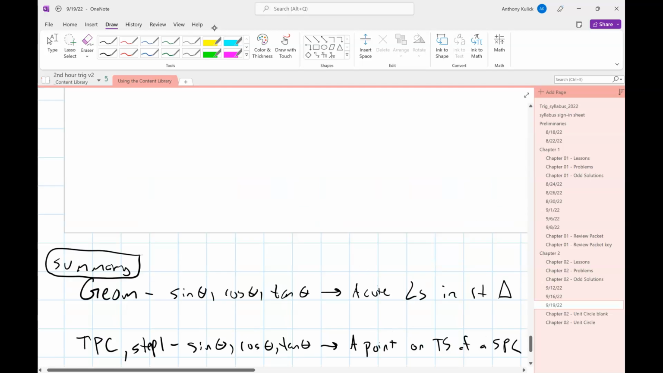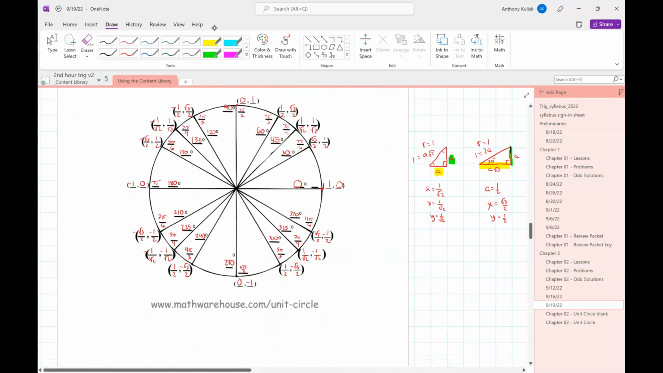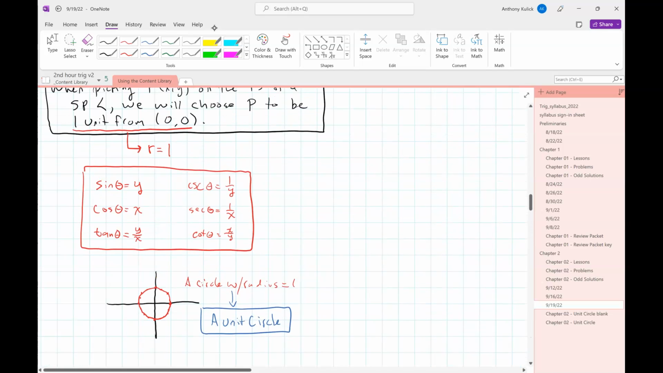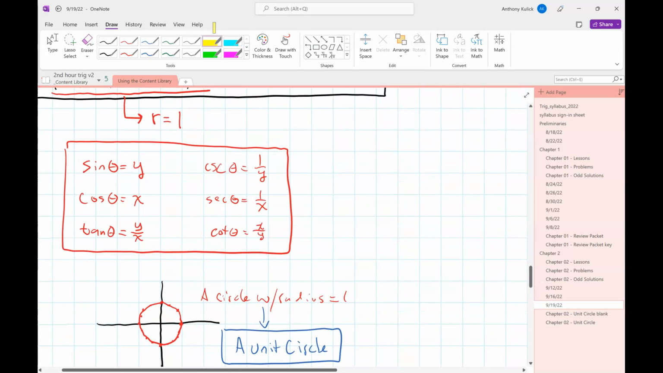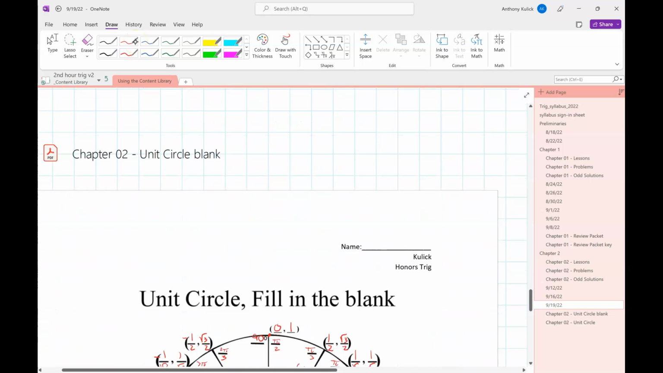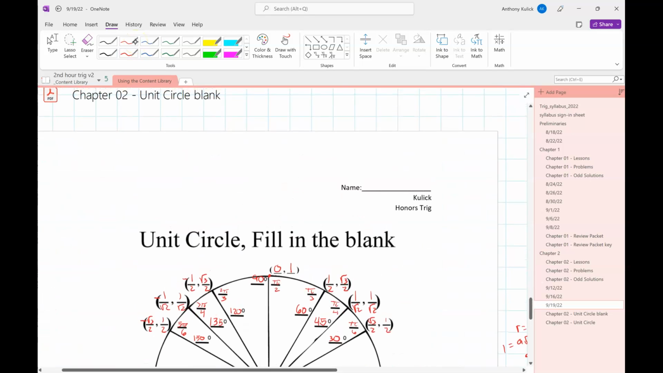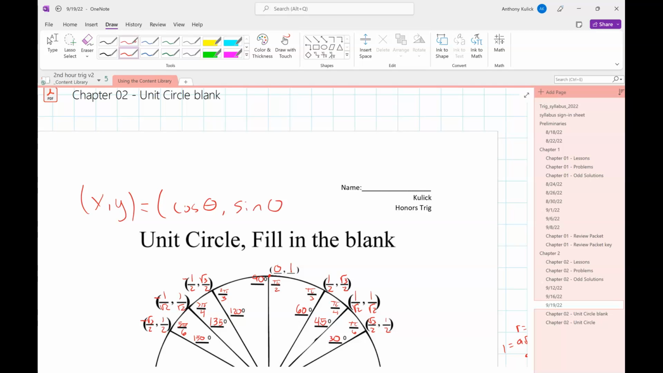So at the end here, at the end of step 2, notice that cosine is x, sine is y, right? So in my unit circle, my point x, y is going to be the same as cosine theta, comma, sine theta.